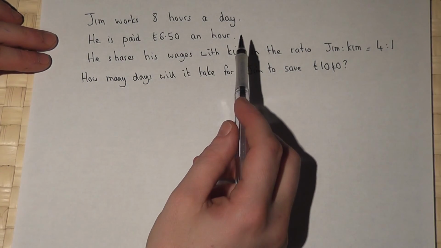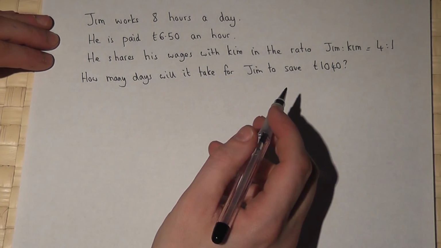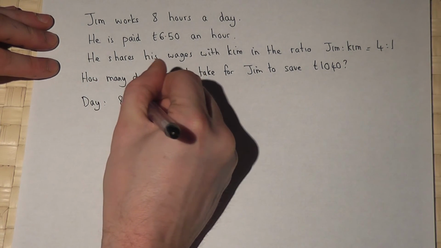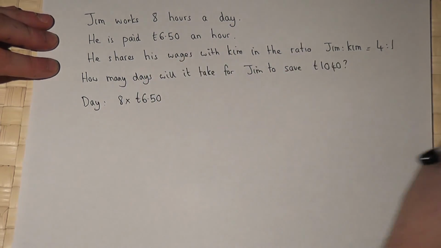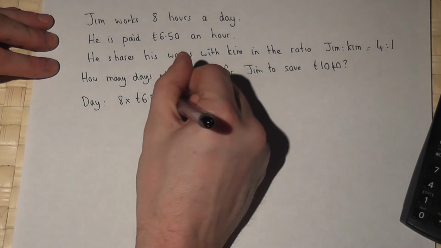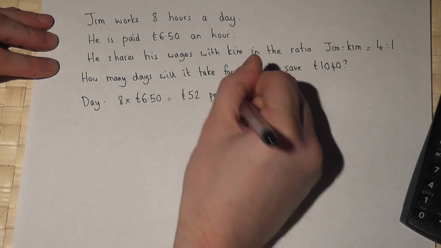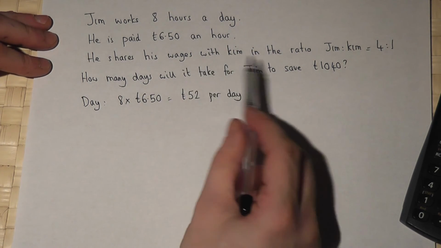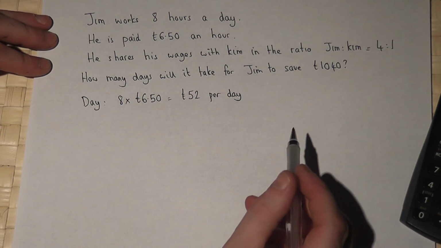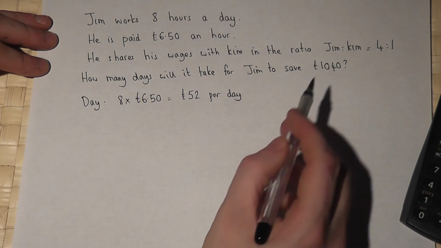Jim works 8 hours a day and is paid £6.50 an hour. So in any given day he will earn 8 lots of £6.50. So 8 times £6.50 works out at £52 per day. However, he does not keep all his money because he shares his money with Kim in the ratio of 4:1. So the question to start off with is how much does Jim actually keep per day?